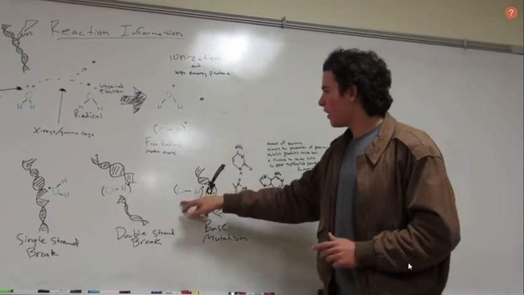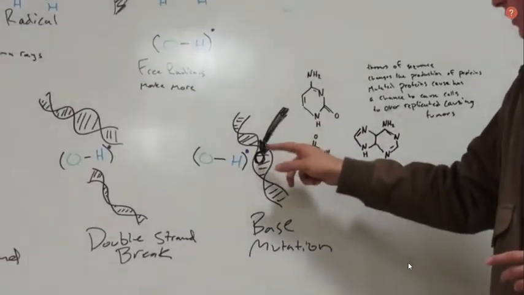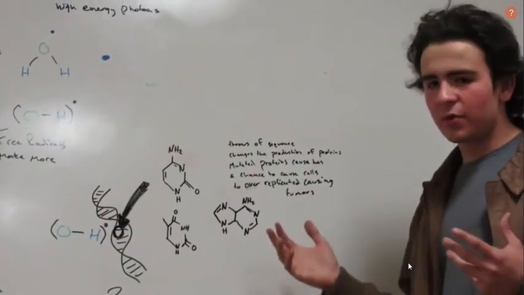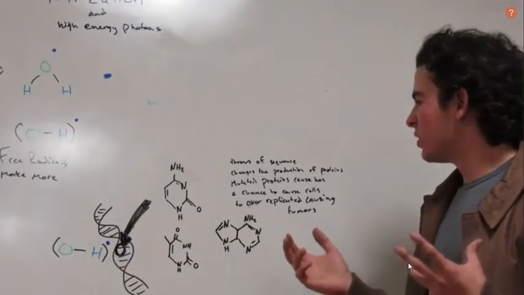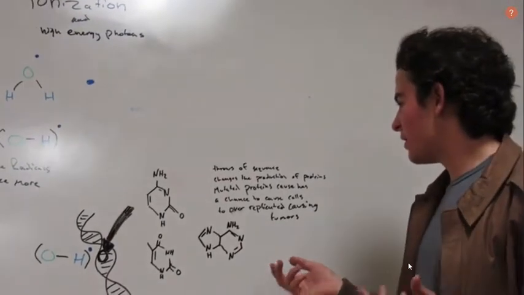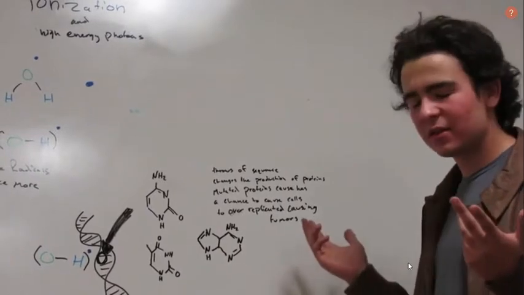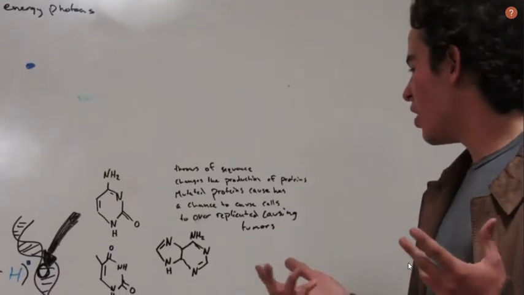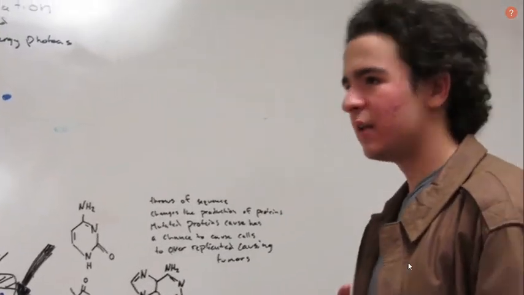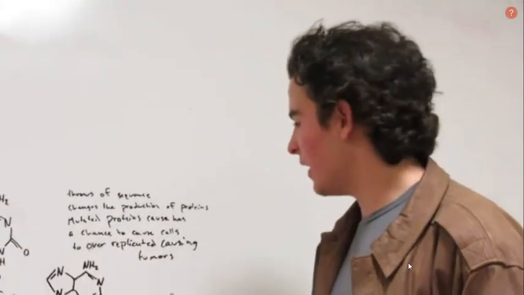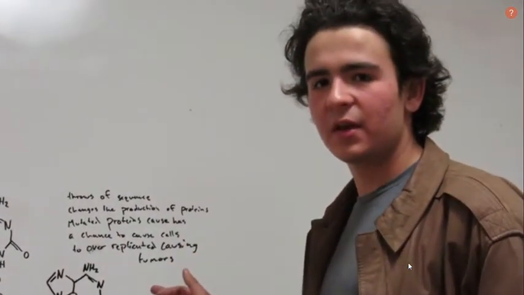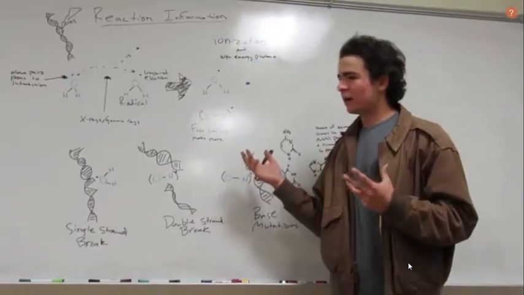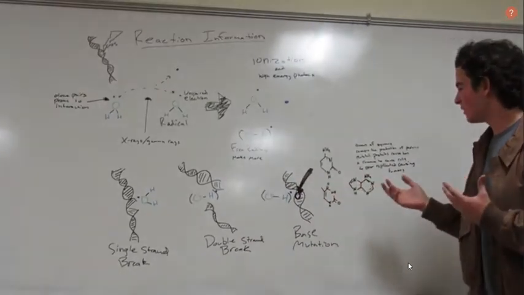Whenever these radicals affect very specific parts of the DNA, like these, it throws off the sequence, and it can change the production of proteins. You can mutate proteins and cause cells to over-replicate, or not stop replicating, and this is the cause of tumors and stuff. And so that's just an overall review on how the ionizing MEFs react and cause brain tumors.